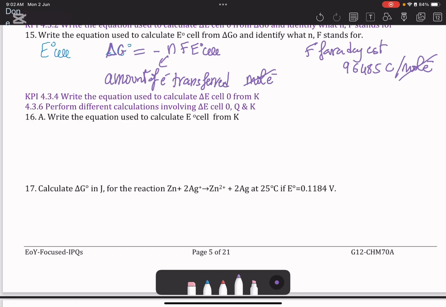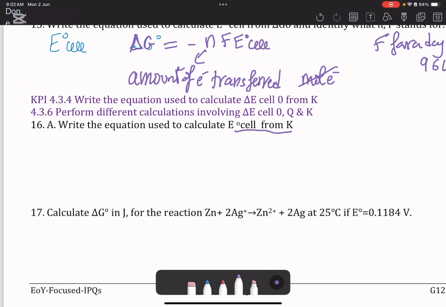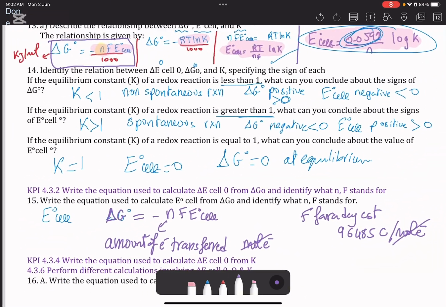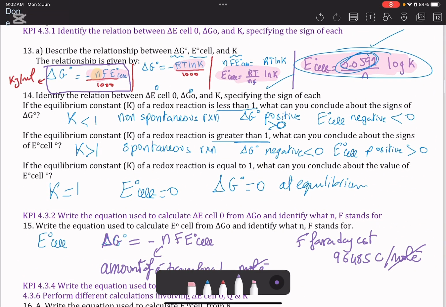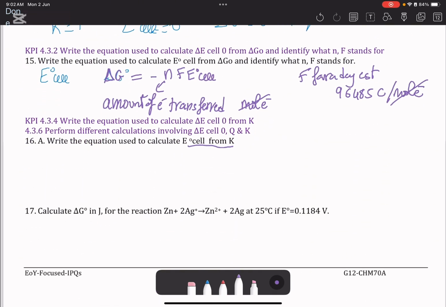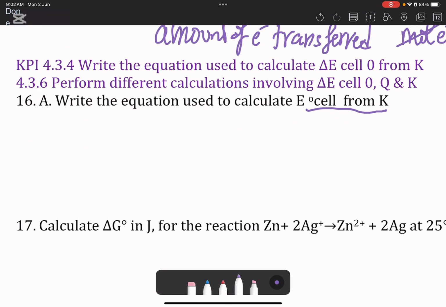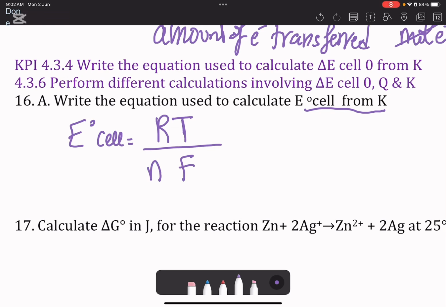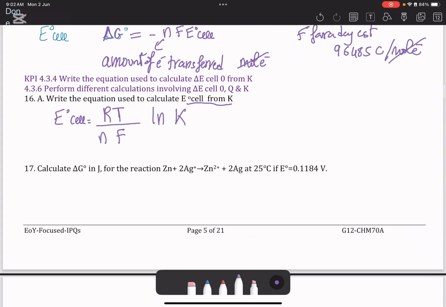Now, the next question: write the equation used to calculate E cell from K. As I mentioned earlier, delta G is equal to minus nF E cell and also equal to minus RT ln K. So if I put these two formulas next to each other, I get E cell is equal to RT over nF ln K, where R is the gas constant, T is temperature in Kelvin, n is moles of electrons transferred, F is the Faraday constant, and K is the equilibrium constant.